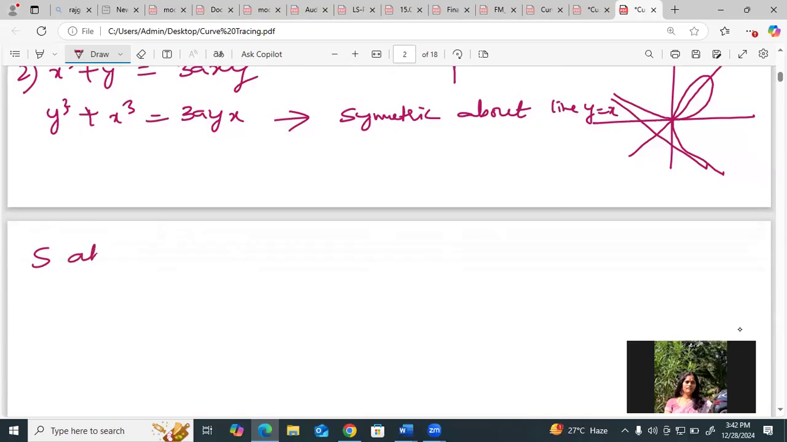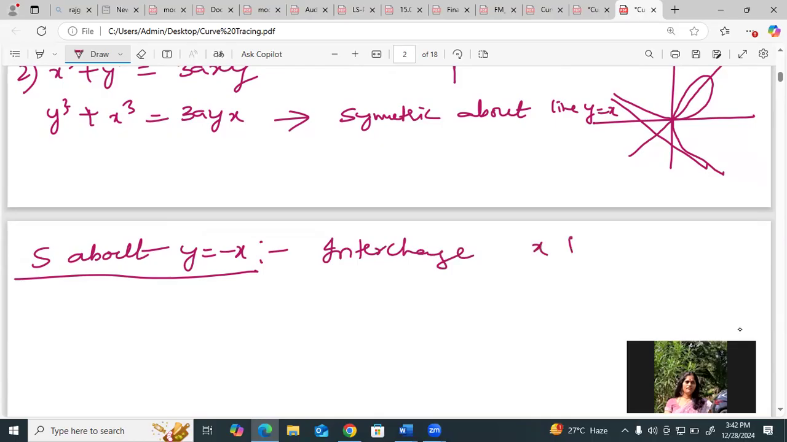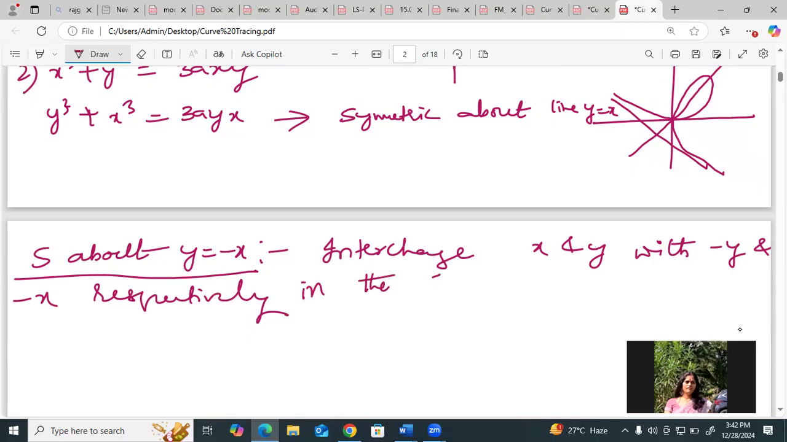There's also symmetricity about the line y is equal to minus x. How do I find it? Let's finish off this also. This will also be there at the end in the checklist. So what I will do, interchange x and y with minus y and minus x respectively. Respectively means what? I'm interchanging x with minus y and y with minus x respectively in the equation of the curve.